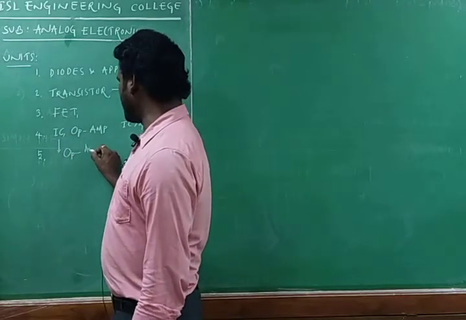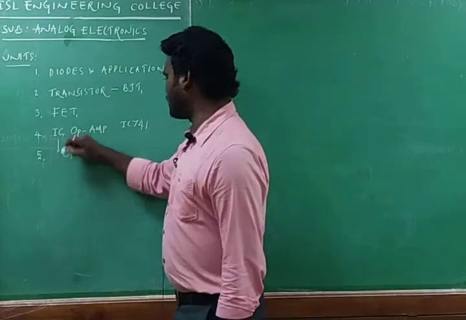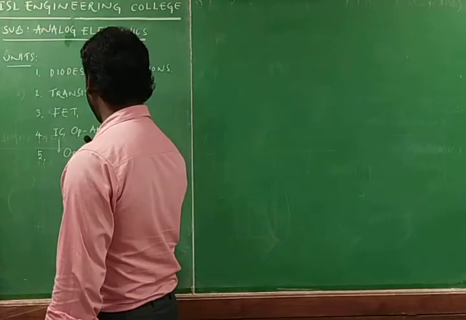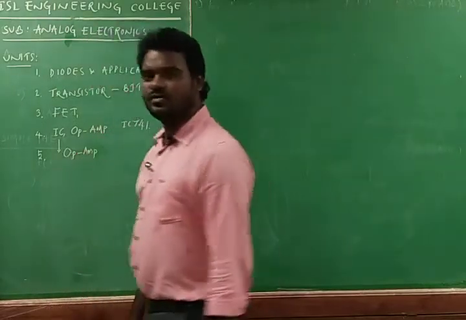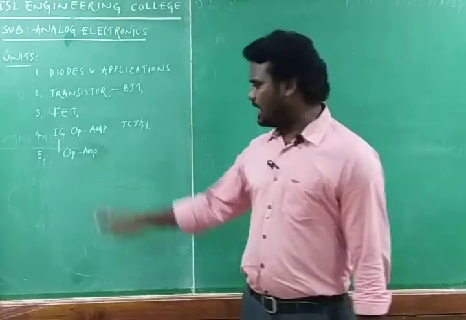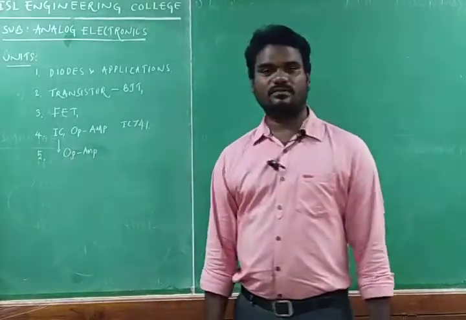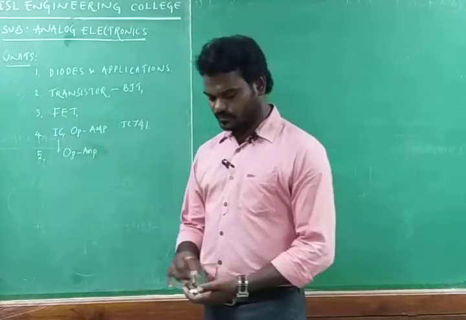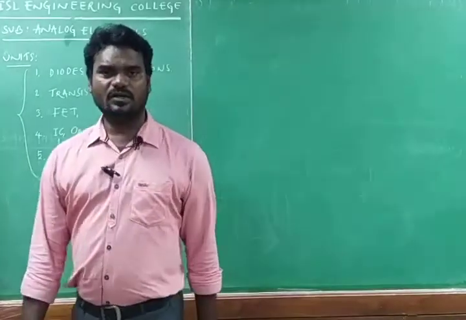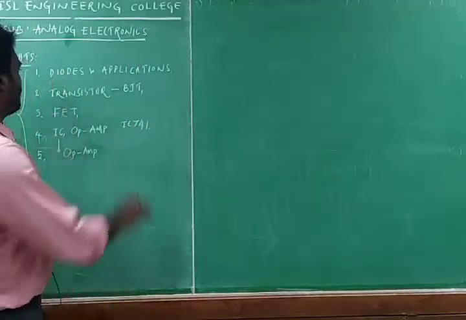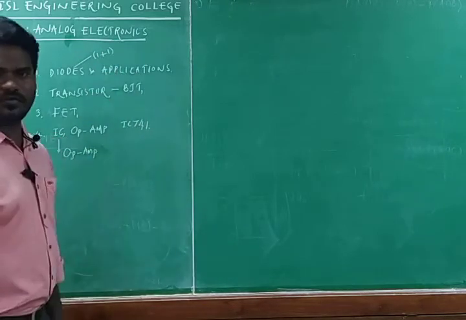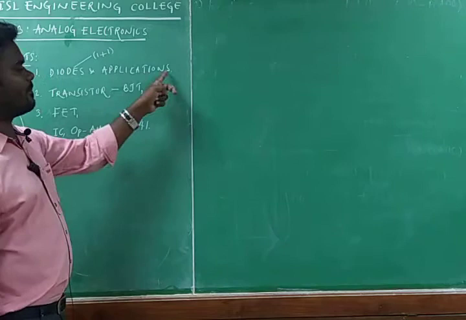As I told just now, operational amplifier not only makes the amplification, it also performs some arithmetical operations which include integration, differentiation, addition, subtraction, and those things will be verified in the fifth unit. So in entire analog electronics, we are going to study two diodes, PN junction diode and the Zener diode. PN junction diode and the Zener diode we are going to discuss, with their applications.